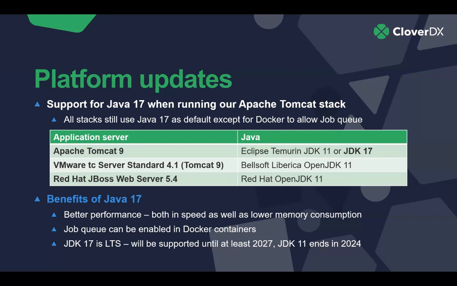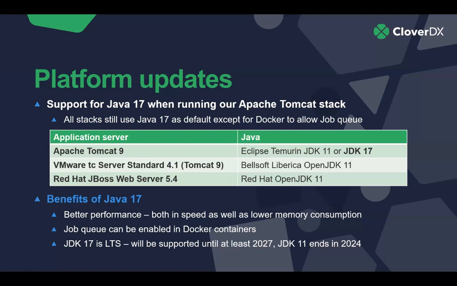One of the things that Java 17 also allows us to do is to enable job queue in Docker. Java 11 reported performance numbers incorrectly in Docker, which meant that job queue couldn't be enabled. But now it can. In Java 17, it reports those numbers properly. So you can enable job queue, which will increase the stability of the instance, as job queue prevents the instance from being overloaded, so it's much better to have it enabled. This is also the reason why Docker deployment is the only one which uses Java 17 by default.